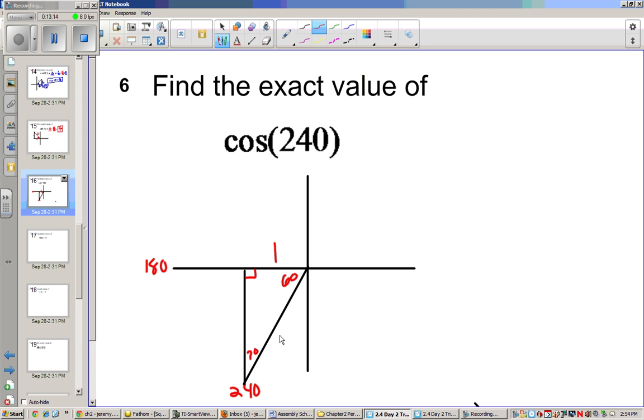You can draw any 30, 60, 90 triangle. I like the 1, 2, root 3. And we have to check our negatives. This goes to the left, so that's negative. This goes down, so that's negative. So the cosine of 240 is going to be adjacent, which is negative 1, over hypotenuse, which is 2. So that's negative 1/2.